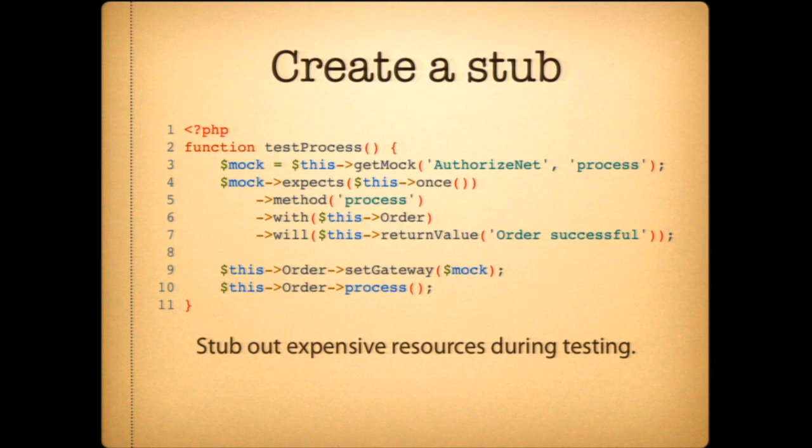Then you call a method, set the gateway, pass in the mock, and then you call order process. If this expectation isn't met, if this method is called twice, if it's called 0 times, if it's not called once with this order, if it's called once with null or with some other crazy value, the test will explode.